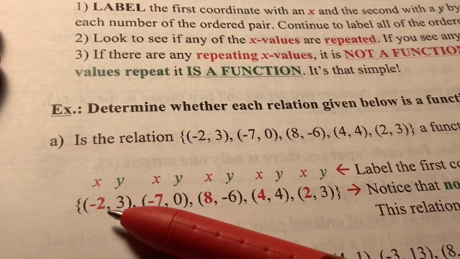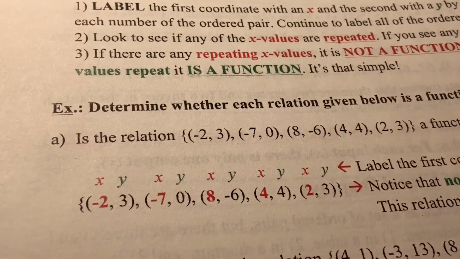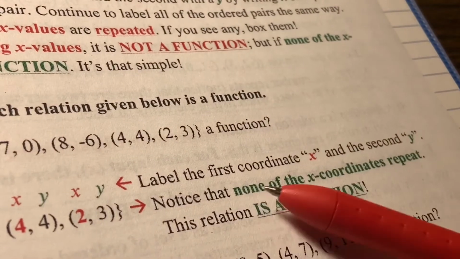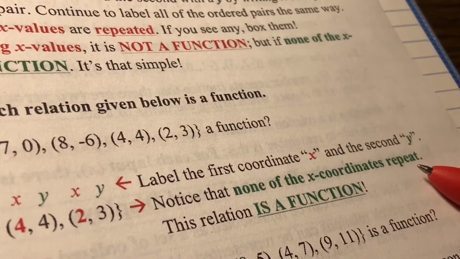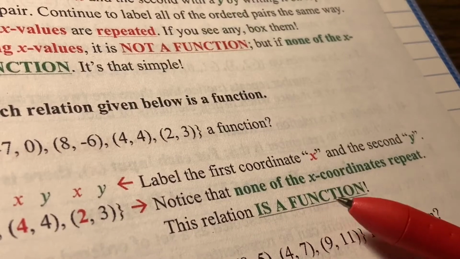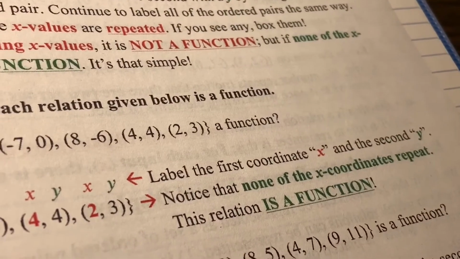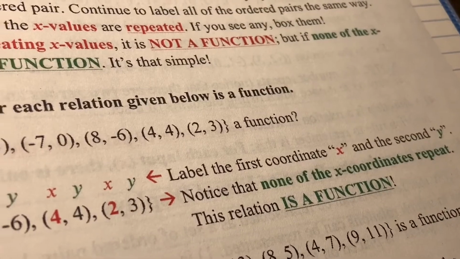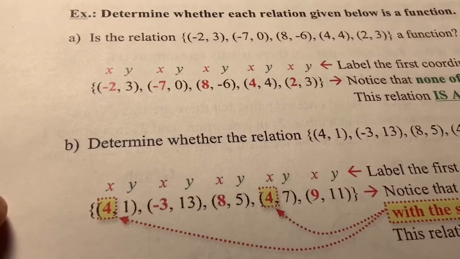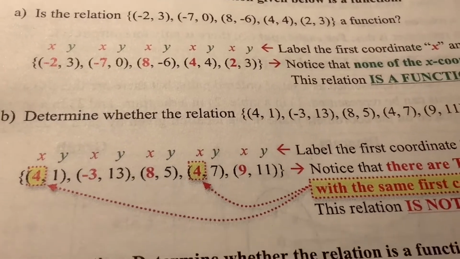So since none of the x's repeat, let's take a look at this note that I wrote. Notice that none of the x coordinates repeat. This relation is a function. Some of you are thinking, Mr. Barbier, you mean it's that easy? Yes, it's that easy. It's that easy, guys. Let's look at another example.